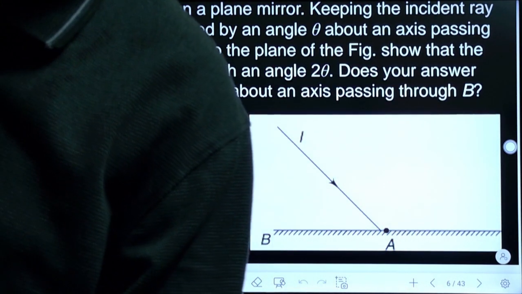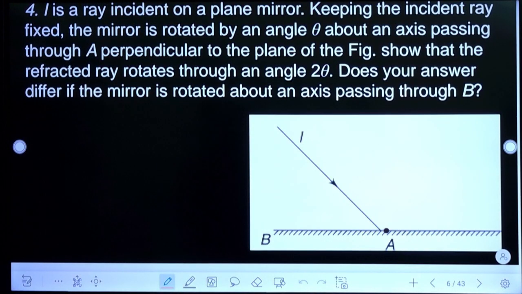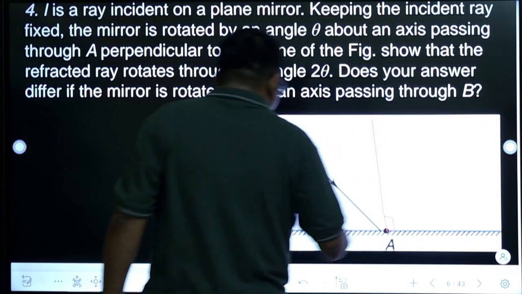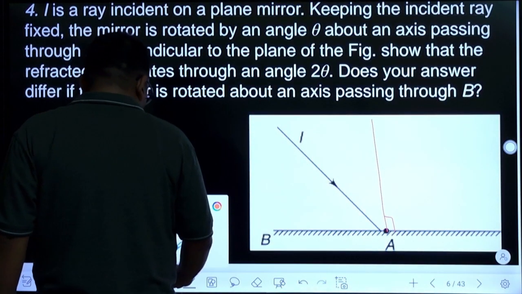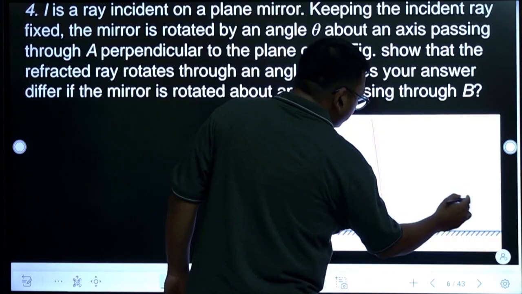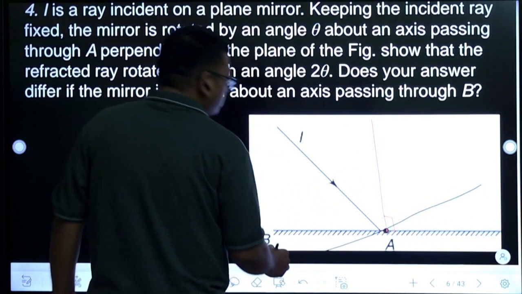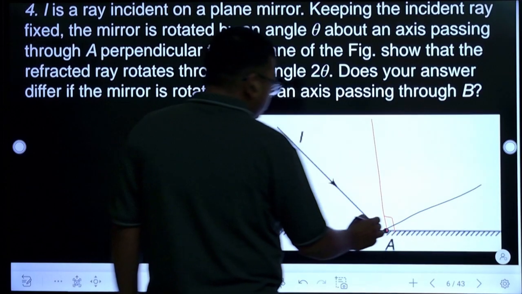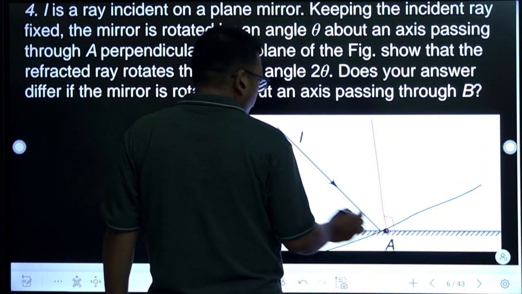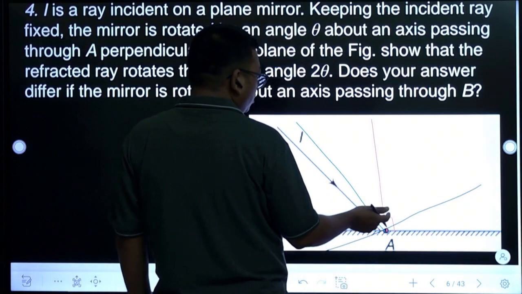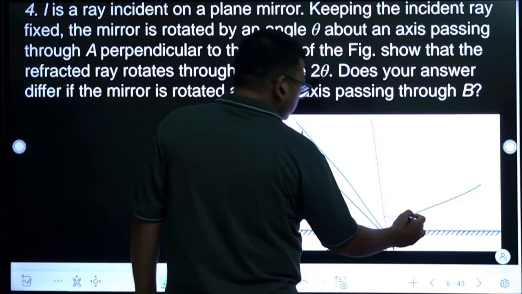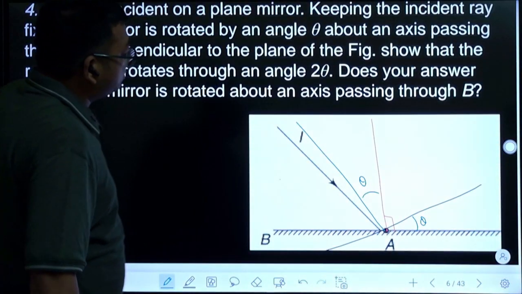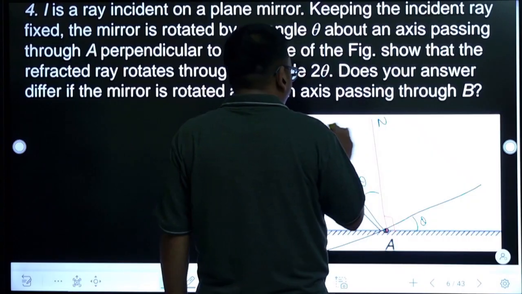Suppose I draw the normal like this. Suppose I rotate this mirror anti-clockwise. This mirror will come like this. Now the normal to the mirror will be this way, because the normal also will rotate by the same angle. So if you rotate the mirror by angle theta, the normal will also rotate by the same angle theta. This is the normal. Okay, n is the normal.